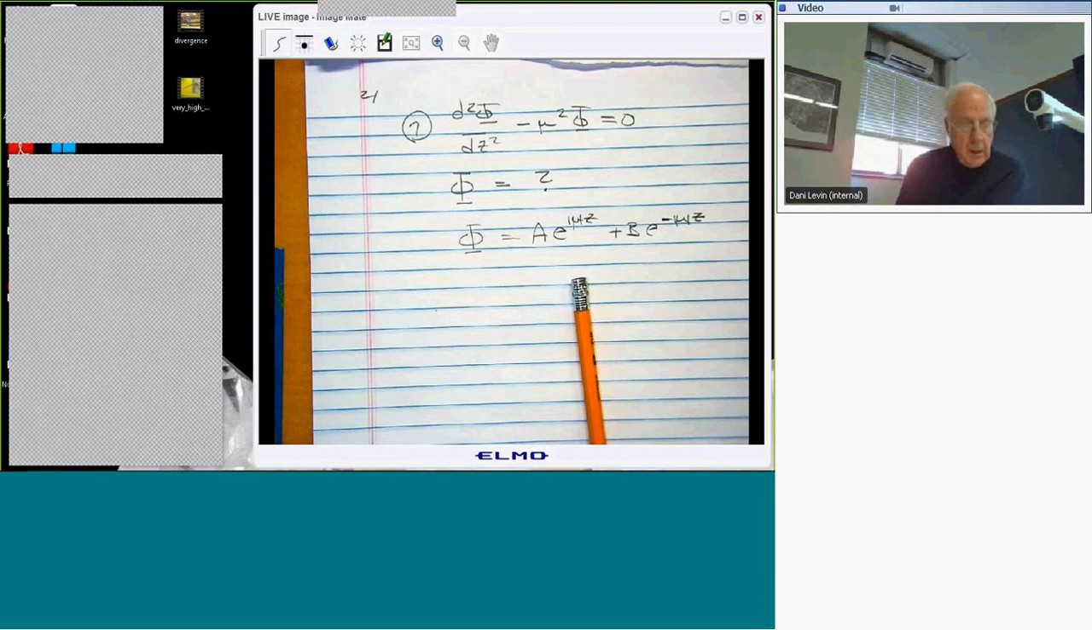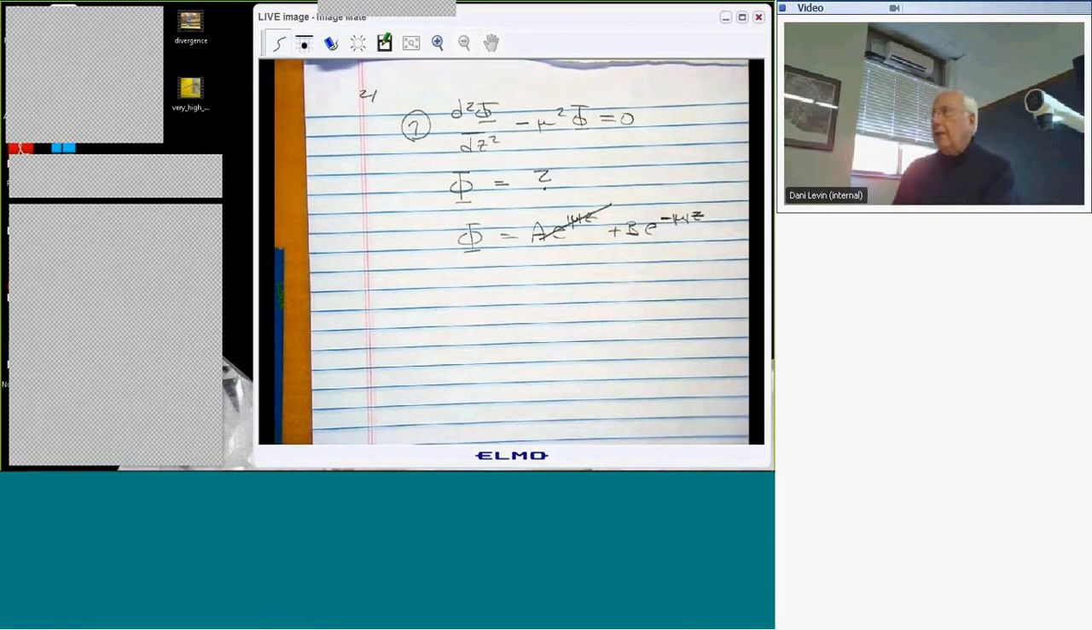What can I say about these two solutions? In particular, what can I say as Z gets really large? Well, this solution seems to decay, right? This solution seems to grow without bound. So I don't like that. Get rid of it.